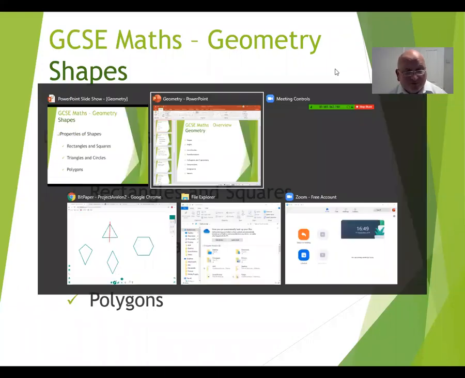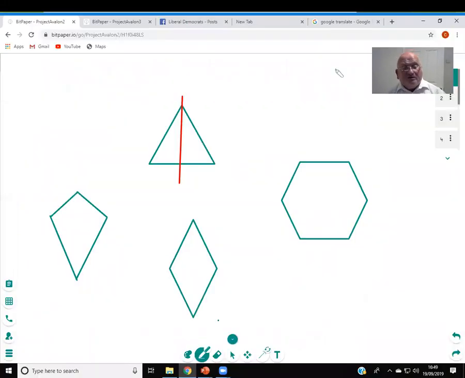So I'm just going to pop over to some diagrams here. So here are some shapes. There's a regular hexagon, that's an example of a polygon, equilateral triangle, a diamond or a rhombus, and a kite. And I've drawn that line down the triangle to show one of the properties of shapes you're going to look at, which is symmetry, and a triangle has reflective symmetry.